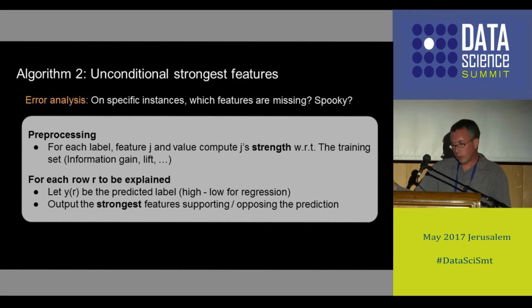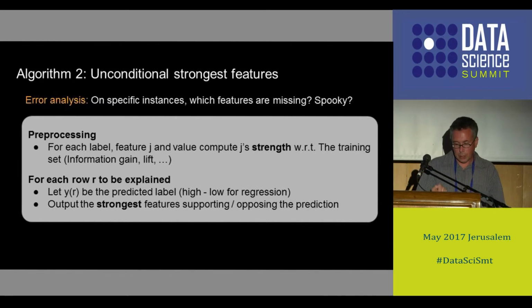I can also think whether there are features that look spooky to me, but the first pattern is the most interesting to me. And we are going to do this as follows. Again, we're going to have a pre-processing stage and a computation stage, which is very, very efficient. In the pre-processing, for each label and for each feature J and the value of this feature, we are going to compute the strength. I mean, how much this feature is telling me about the label. And just choose your favorite strength measure. We like information gain, but you can choose lift, whatever.